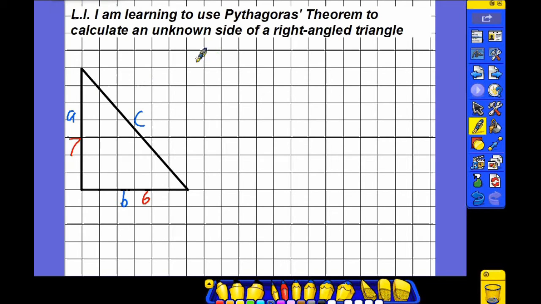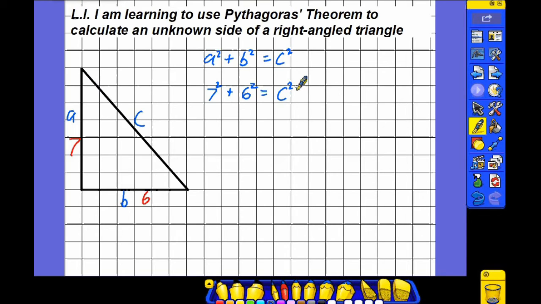So, Pythagoras Theorem then. A squared plus B squared equals C squared. We don't know what C squared is, but we can work it out. So, let's plug in the numbers to replace the letters. A squared is 7 squared. B squared is going to be 6 squared. So 7 squared plus 6 squared equals C squared. It doesn't tell us what C is straight away, but it tells us C squared.